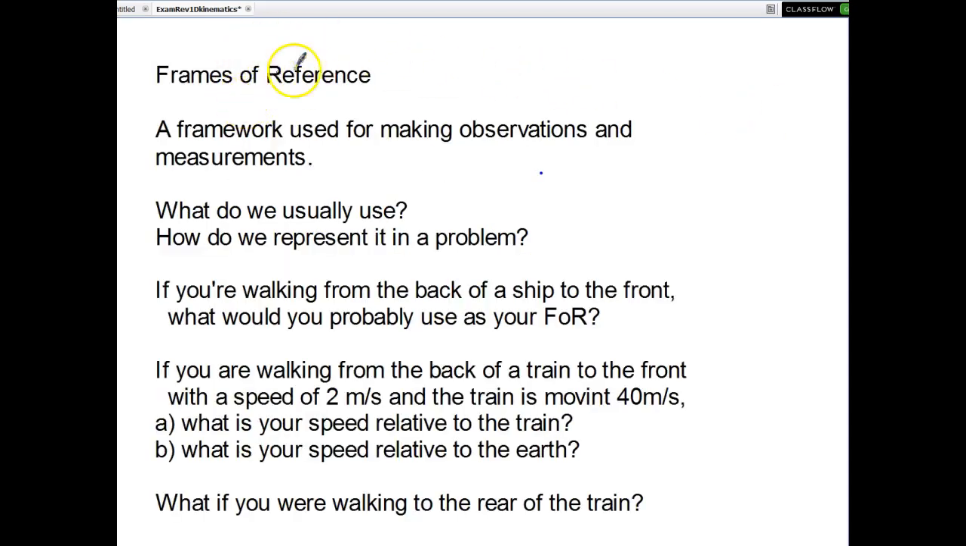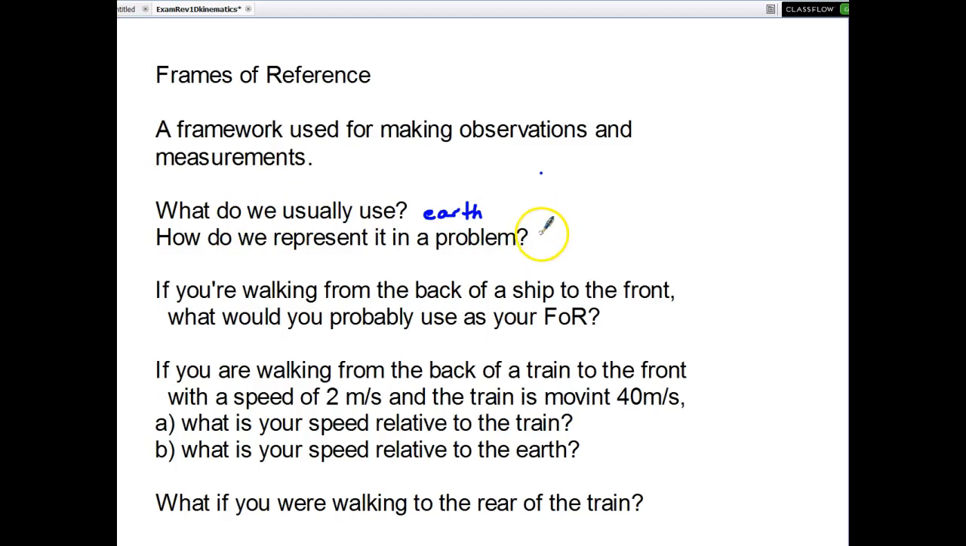First of all, frames of reference. A frame of reference is a framework that we use for making observations and measurements. For our time, if our time is 3 seconds, 3 seconds from when? Well, typically it's 3 seconds from when you started the clock. But notice we don't plug into a problem 3 o'clock or 7:30. Our frame of reference is a stopwatch, from when we turned it on, from 0. For motion, if we're talking about velocity or position, we usually use the Earth for our frame of reference.